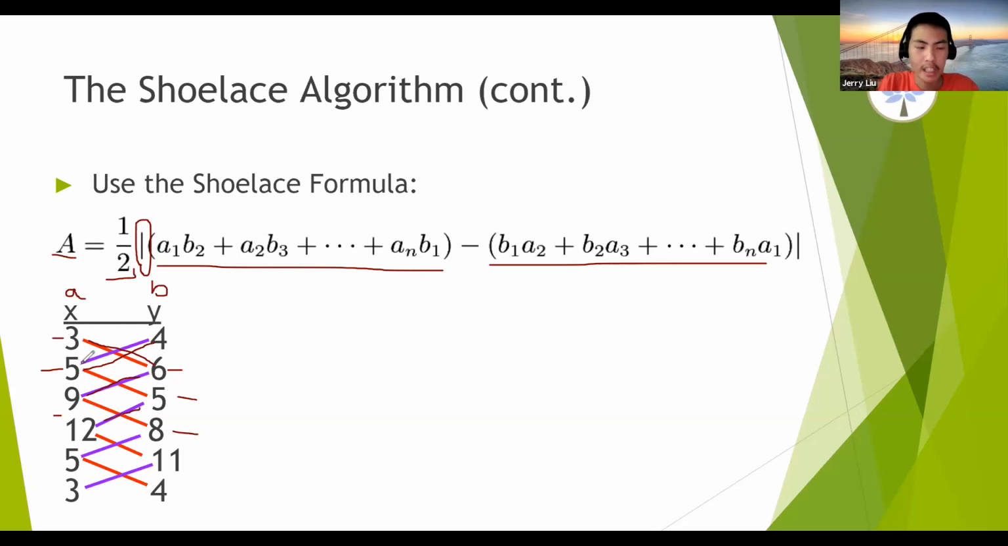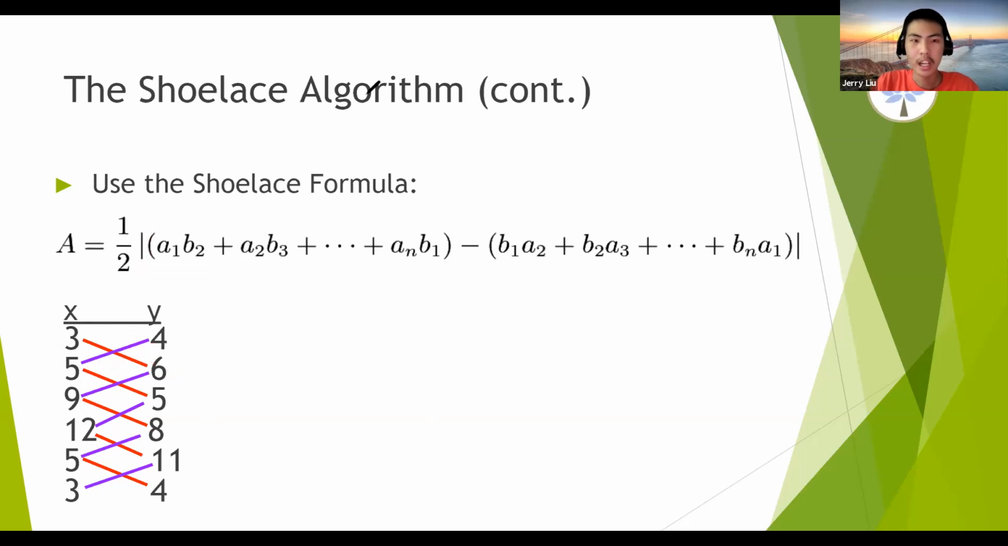You subtract the ones from the upwards facing slants from the ones that are facing downwards. So that means that in this picture, the purple ones have a negative sign while the red ones have a positive sign.